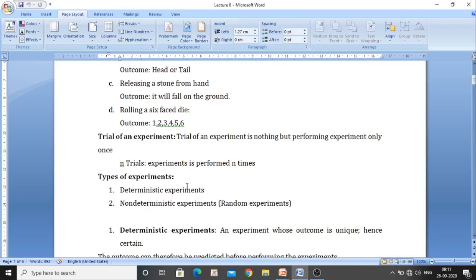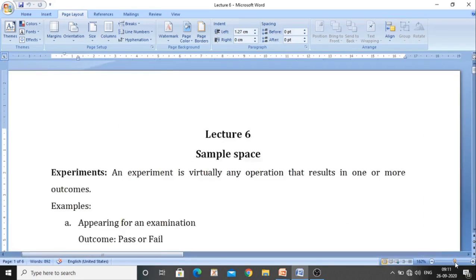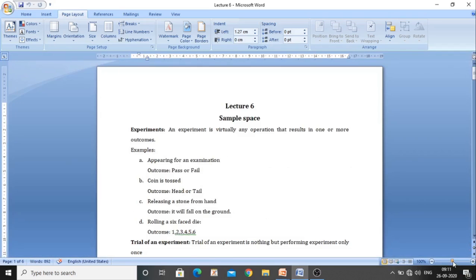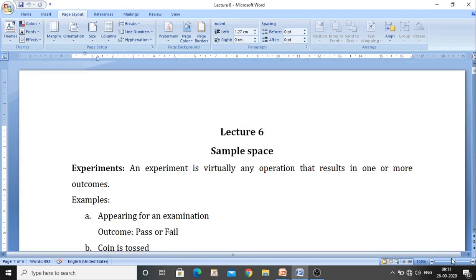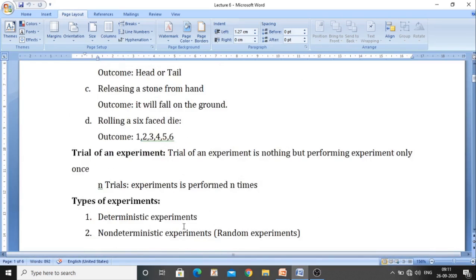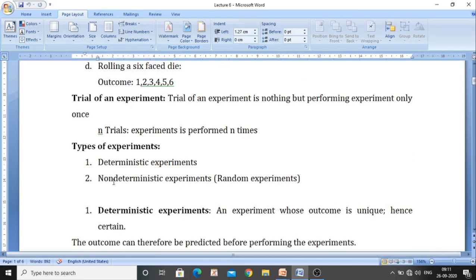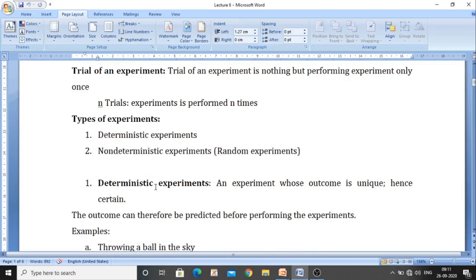Types of experiment. Now, there are 2 types of experiment. One is the deterministic experiment and another one is the non-deterministic experiment. This non-deterministic experiment is also called a random experiment. Now let us see the types one by one.